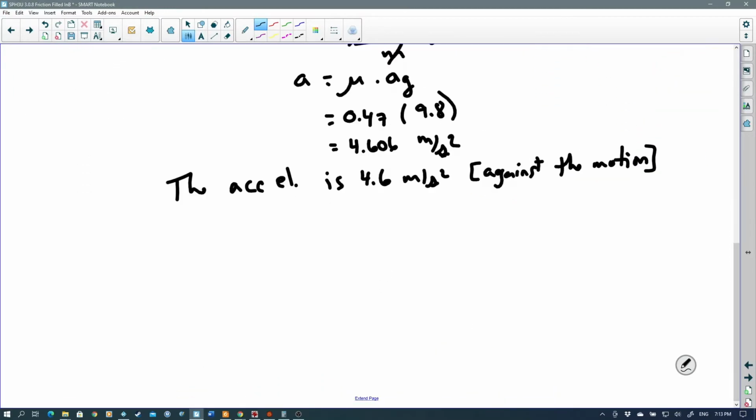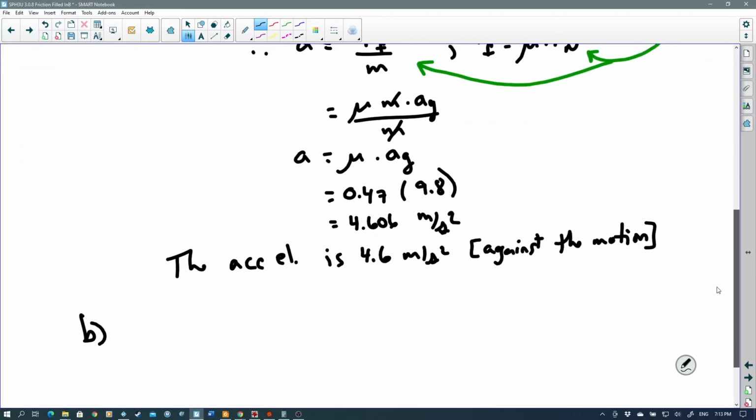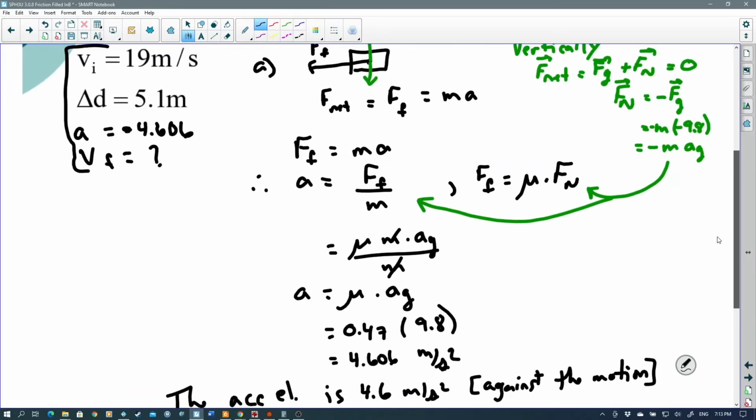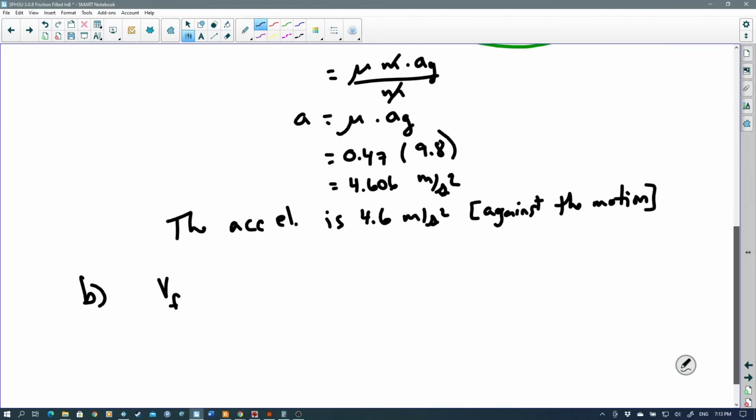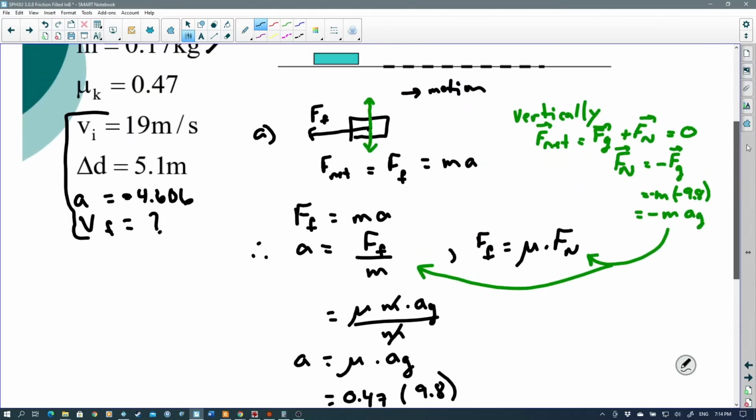We're going to use the equation for, we'll call this part B here. Let's call this part A. Yeah, we're looking for the equation that has VF, VI, A, and D in it. Well, that's VF squared is equal to VI squared plus 2AD. And we are looking for the final velocity, which is already almost isolated. It's the square root of VI squared. VI squared is 19 meters per second, or VI squared, I should say, plus 2 times our acceleration of 4.606 times our displacement, which is 5.1 meters.